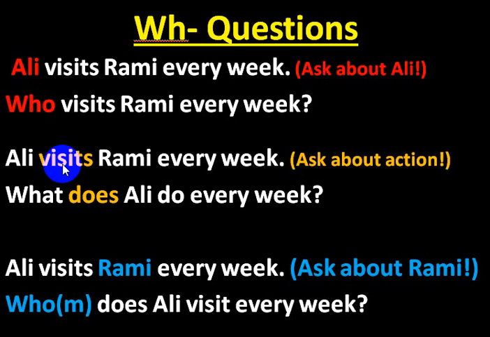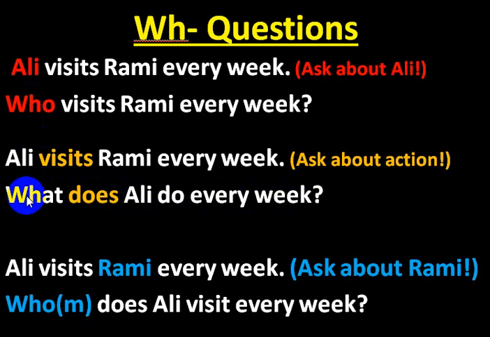Do is the mother, and this verb has three children. It has do, it has does, and it has did. Here the verb is simple present tense. So I have to use does, not do, because the verb has the S of third person singular. So if I want to ask about action, I have to use what, not who. Who is if you are asking about the person. What is about something. So I say, what does Ali do every week?